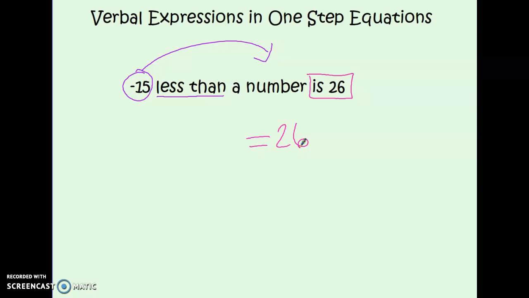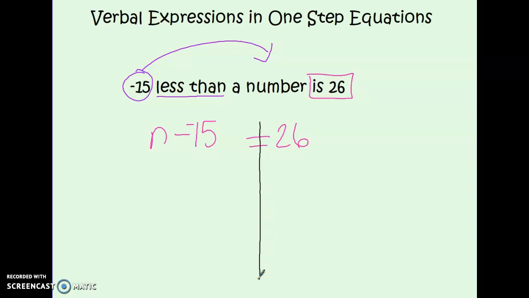Okay, so when we're talking 15 less than a number, since we don't know what that number is, we have to give it a letter. It doesn't matter what letter you choose. Typically, X and Y are your most common, but you can choose any letter of the alphabet. So I'm just going to call it N for number. Okay, so a number, 15, or negative 15 actually, less than a number. Okay, this is how you would set this problem up. Then if you were to solve it, we would draw our line. We have N minus negative 15 equals 26.